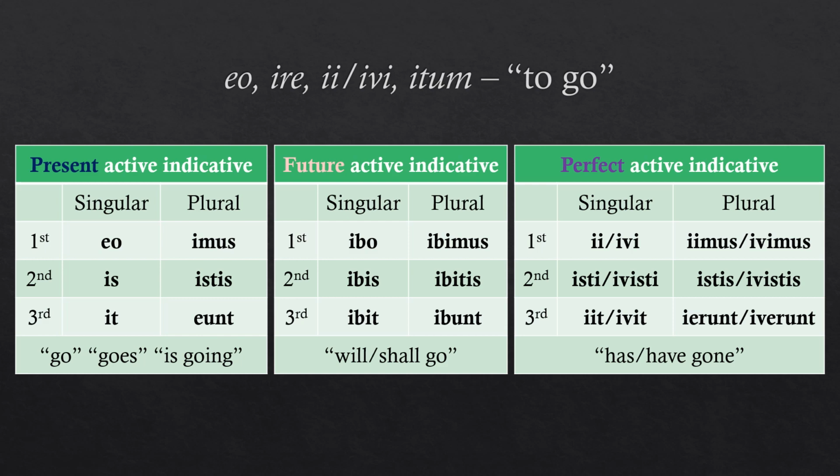Notice that the perfect has two sets of conjugations. The word for to go is usually one of the most common verbs in any language, which is also the case in Latin, so common usage includes a set of shorter syncopated forms.